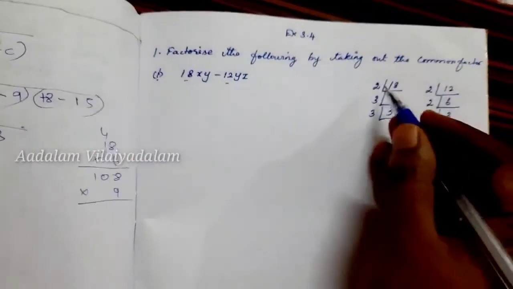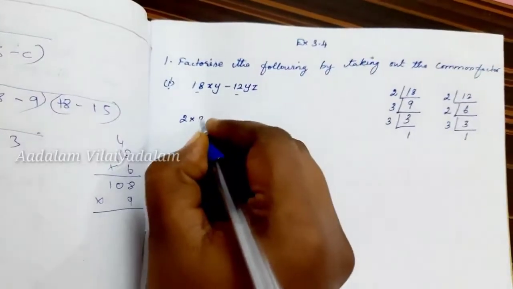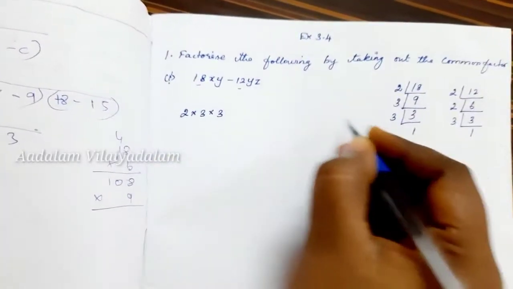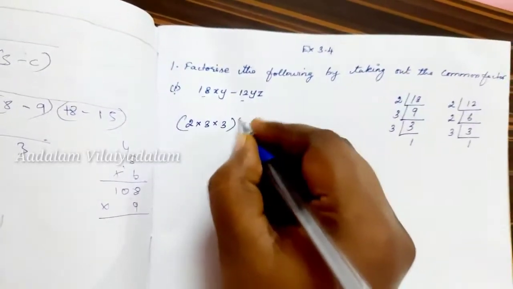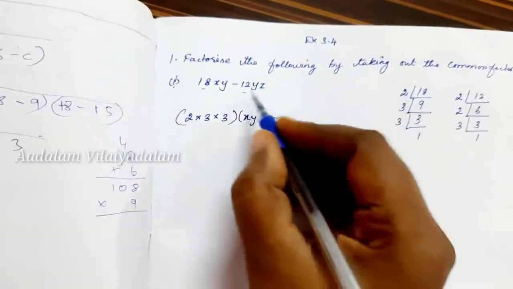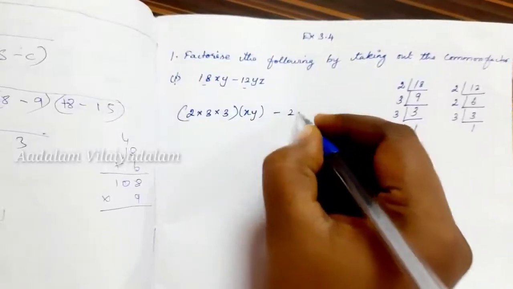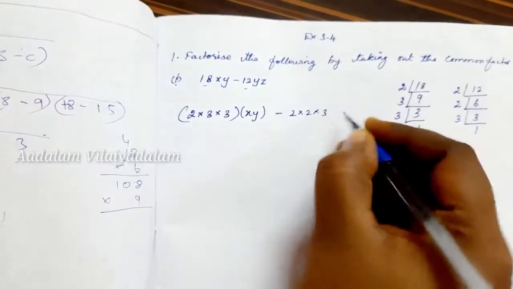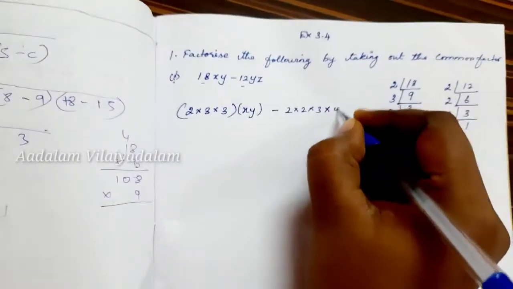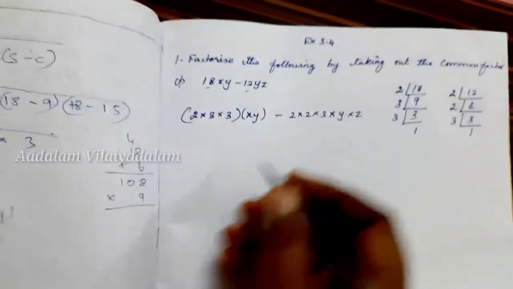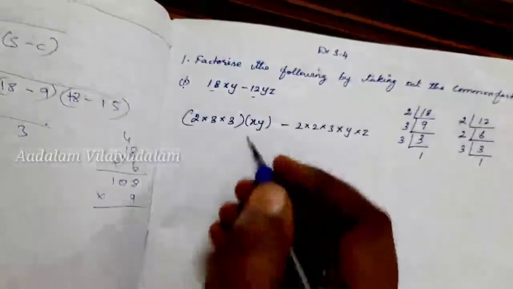Now let us substitute these factors here. That is 2 into 3 into 3 into xy, and minus, let's write the factors of 12, 2 into 2 into 3. This also we can write in another form, that is y into z. So we can write it this way or also this way.